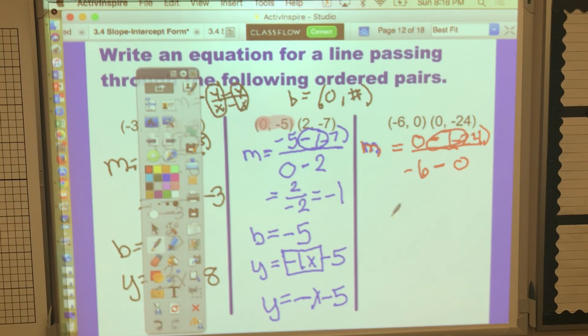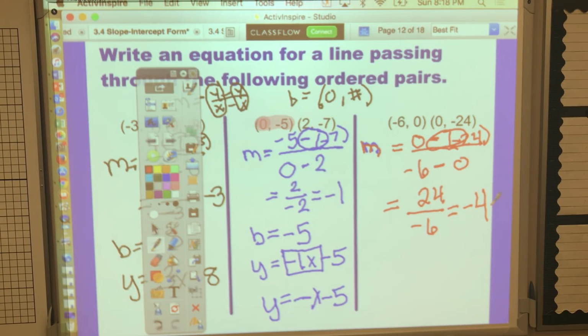Top of my fraction, I have a minus and negative, so that's plus. So 0 plus 24 is 24. And on the bottom, negative 6 minus 0 is negative 6. That reduces to that whole number of negative 4. So we found m to be negative 4.